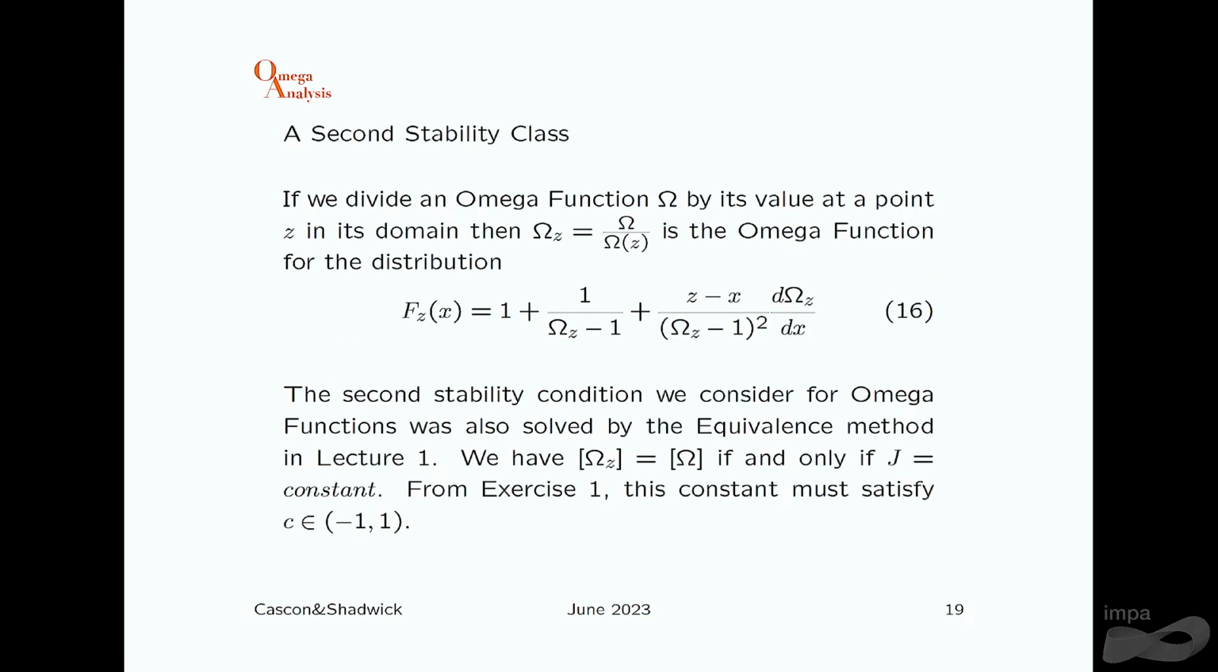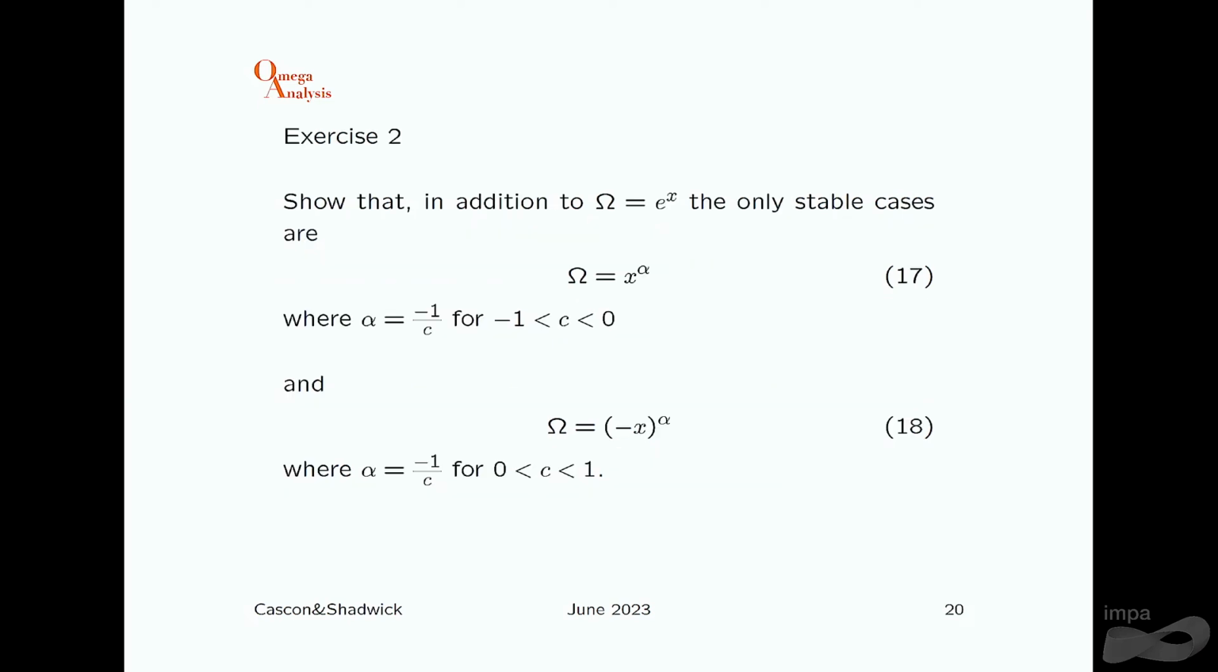So the solutions to this problem are the omega functions that correspond to j equals constant, where the constant is in the open interval from -1 to 1. So this is the second exercise. Again, we found these things before we looked at the equivalence problem, but the right way to find them is by looking at the equivalence problem. See, there's no question about what's going on here. It's a machine.